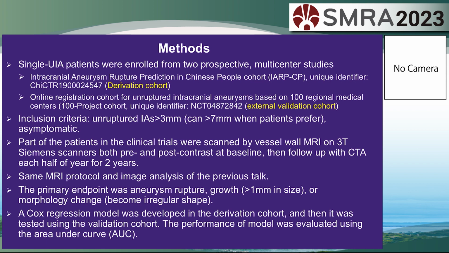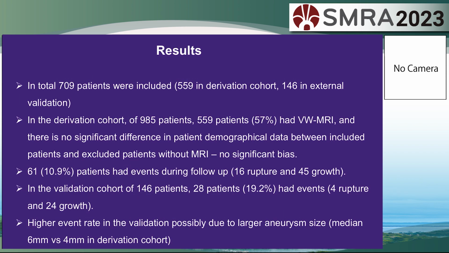And part of the patients in the clinical trials were scanned with vessel wall MRI, using a protocol similar to my previous talk, and followed up with CTA every half a year for 2 years. The primary endpoint was aneurysm rupture or growth, defined as more than 1 millimeter increase in size, or morphology change becoming irregular shape. We used a Cox regression model in the derivation cohort, and then it was tested using the validation cohort. We also compared the AUC values.